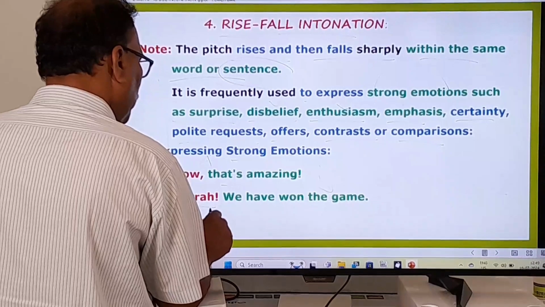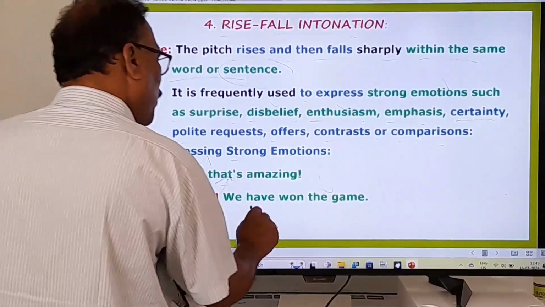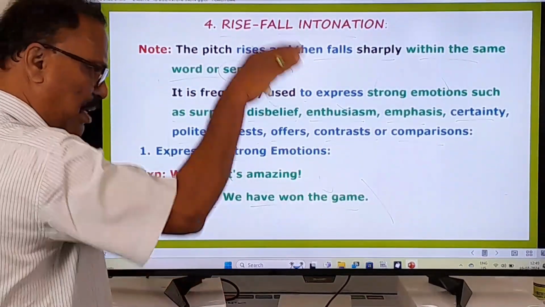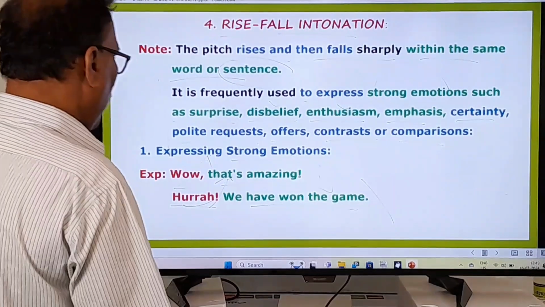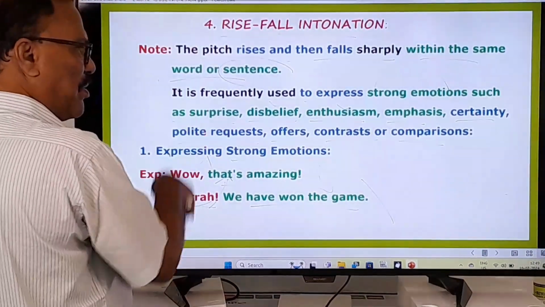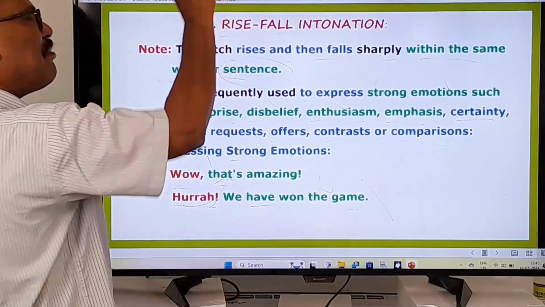Hurrah! We have won the game. So all the green parts are falling intonation. Okay, red parts are rising intonation. I have used this. Hurrah!